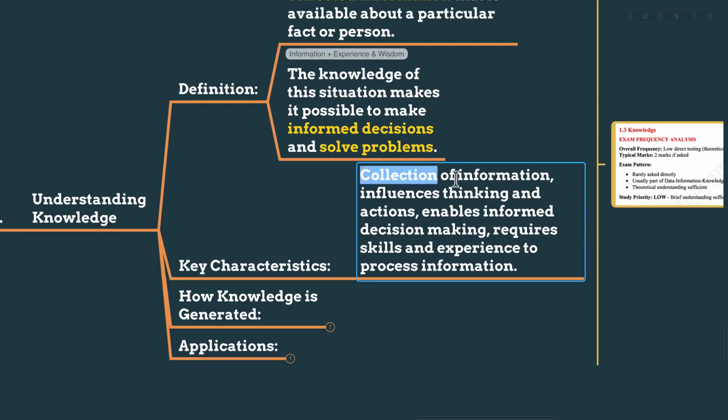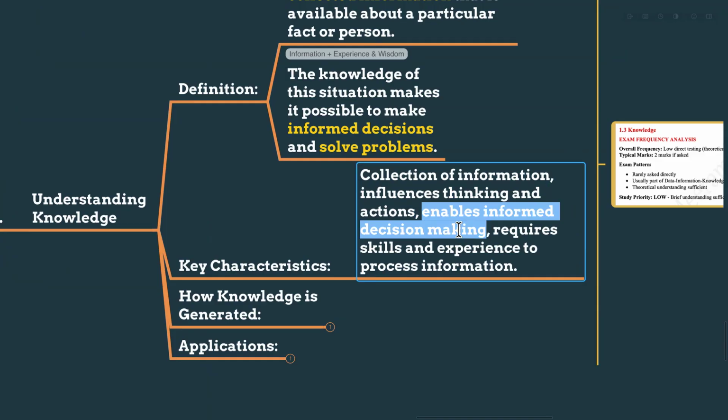So collection of information means what? It means it's built from many pieces of information, not one piece of information, right? The influences thinking and action, what does this mean? It changes how we do things, right? Because of this knowledge, you are doing something in a different manner, right? And it enables informed decision making. So it helps us to make some smart choices.